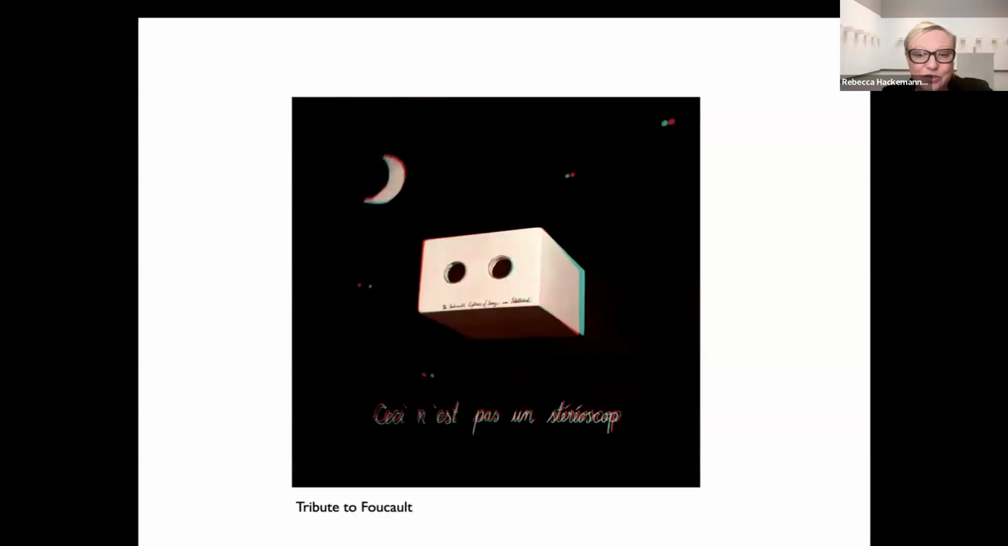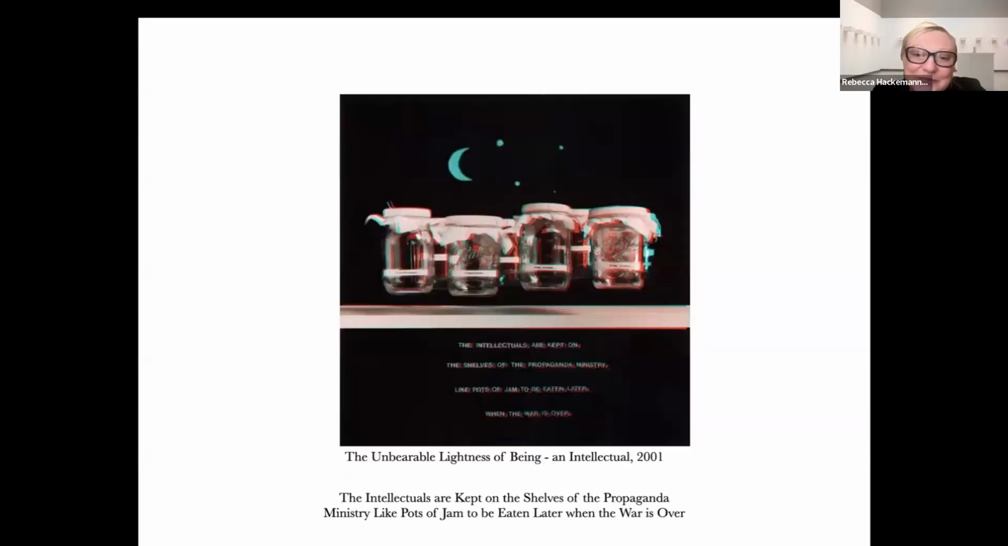Then this was the tribute to Foucault. This is maybe 2007. This is a very popular image. I personally don't love it, but everybody loves this image a lot. It's on book covers and things. This is not a stereoscope. And then this one I thought still today holds up so well.